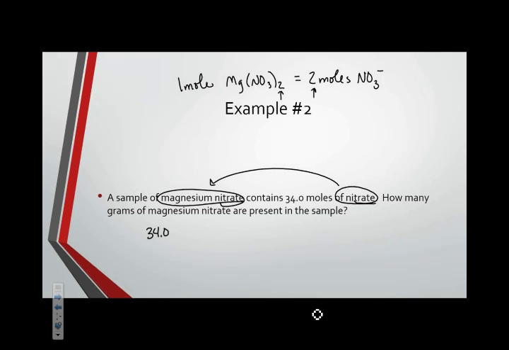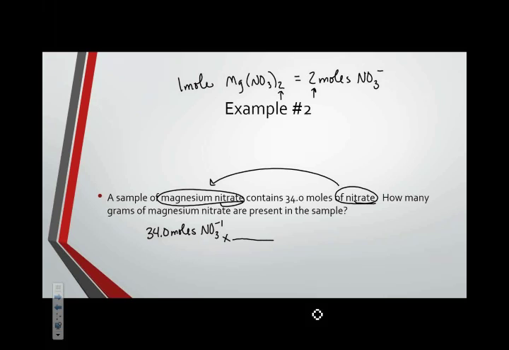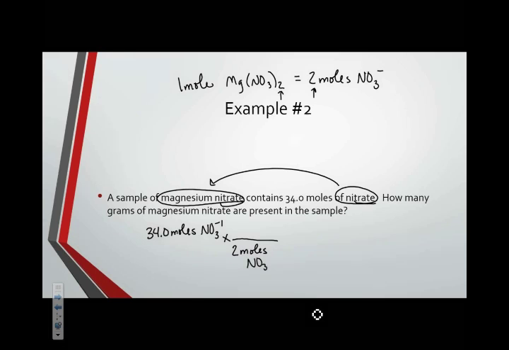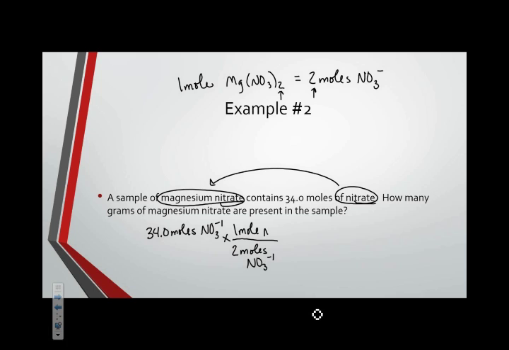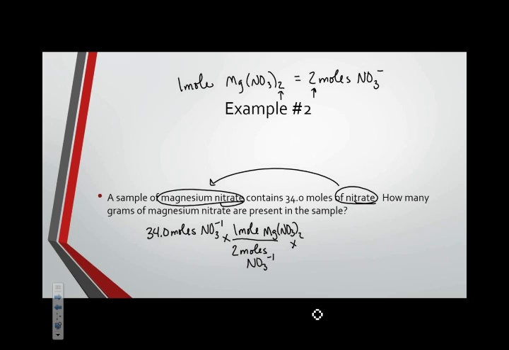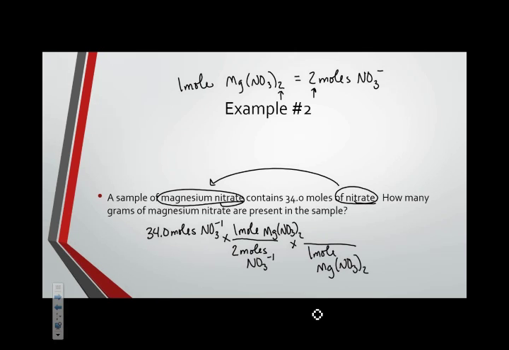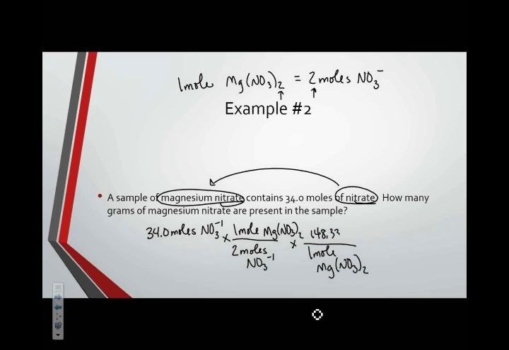I start with 34.0 moles of nitrate, NO3-. And now I want to think about where I want to go. I want to go to grams of magnesium nitrate. So I need to get out of nitrate and into magnesium nitrate. I know that there are 2 moles of nitrate to 1 mole of magnesium nitrate. And finally, I'll use the molar mass of magnesium nitrate to get to grams. And that molar mass is 148.33 grams.